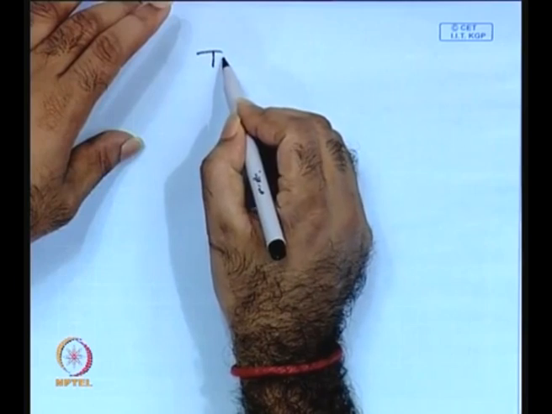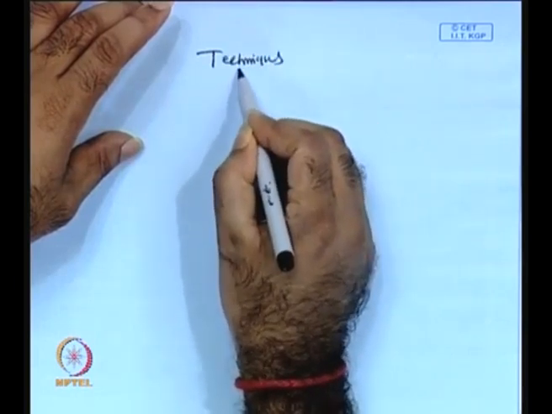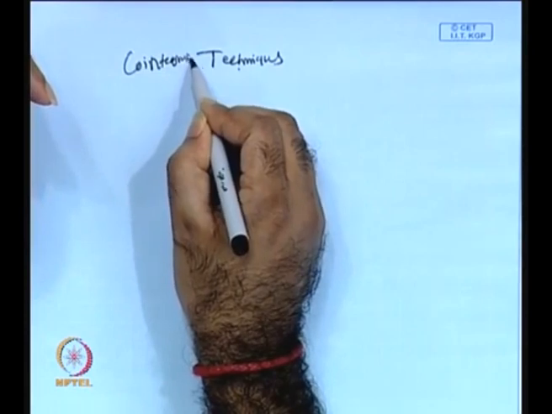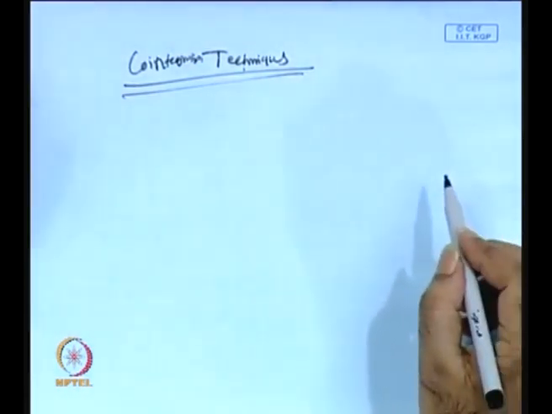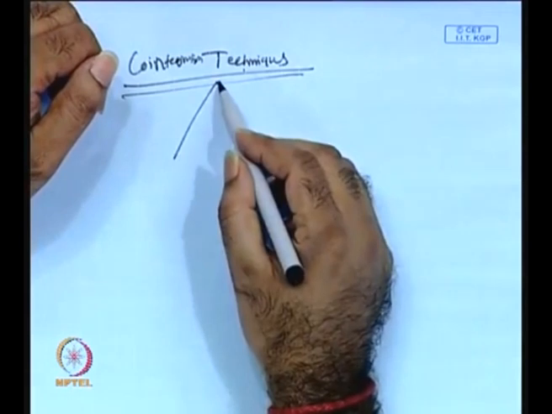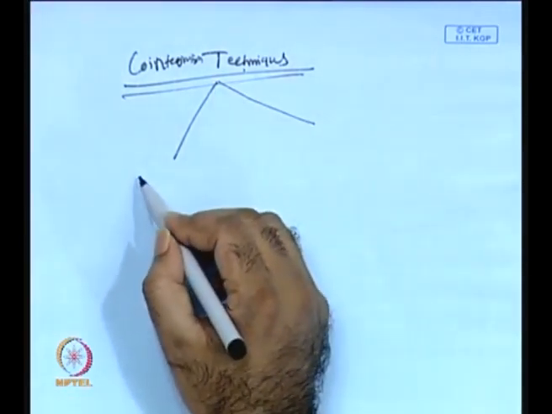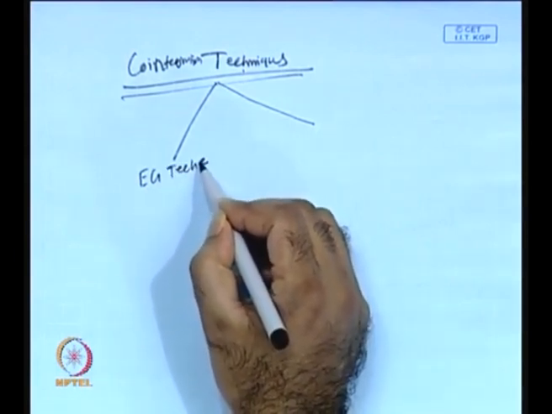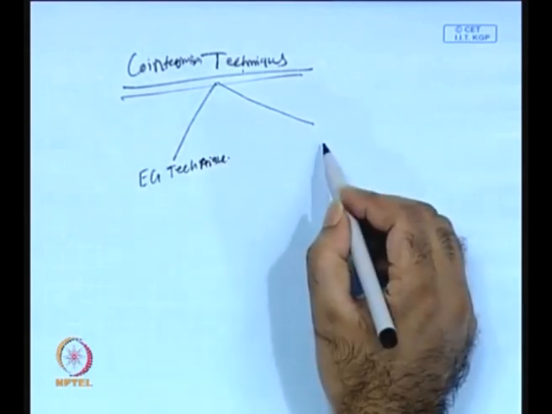Cointegration means the existence of a long run equilibrium relationship between two or more time series variables. That is very important, time series variables. Like unit root techniques, cointegration techniques are also multiple in nature, but there are two standard forms of cointegration technique. One is called the EG technique and another is called the JJ technique.